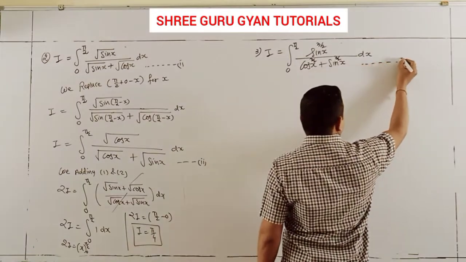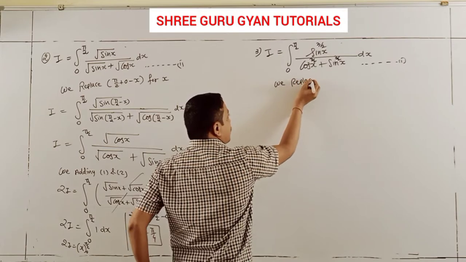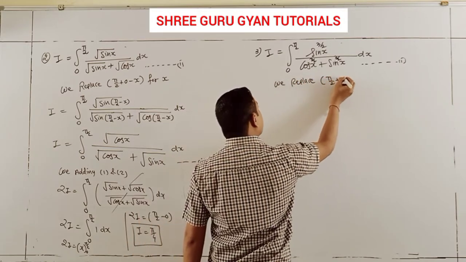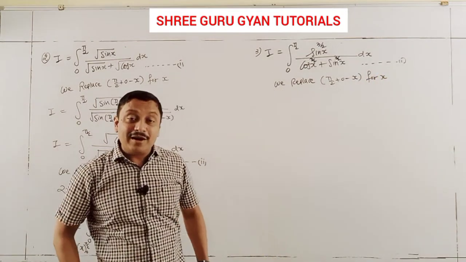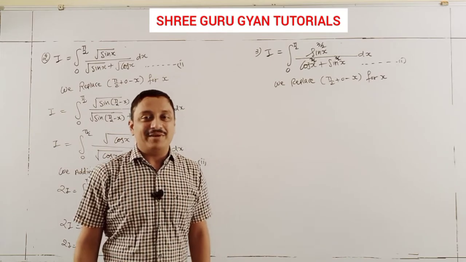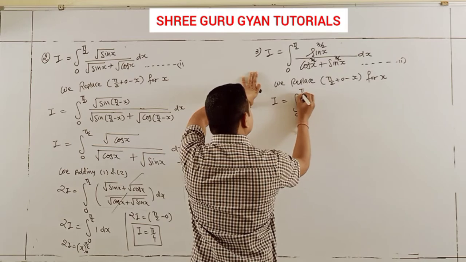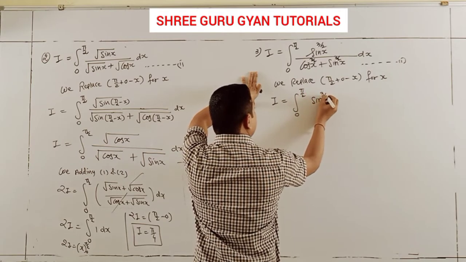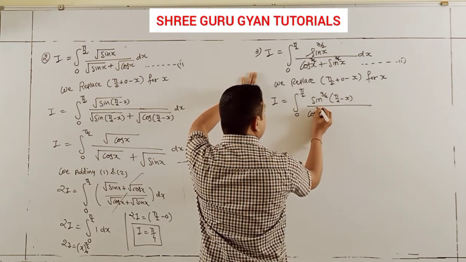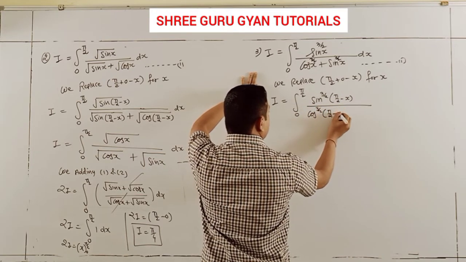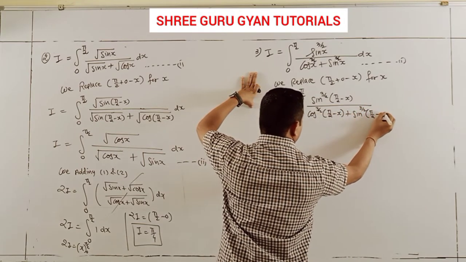That take you statement number 1. So we replace upper plus lower minus x for x. We are replacing upper limit plus lower limit minus x for x. So what you get, I 0 to pi by 2 sine 3 by 2, 90 minus x, cos 3 by 2, 90 minus x, sine 3 by 2, 90 minus x.